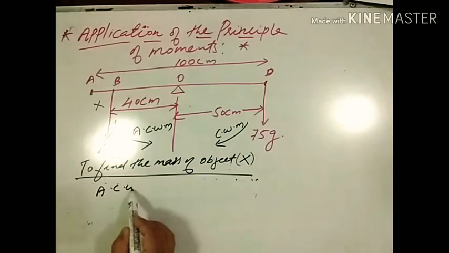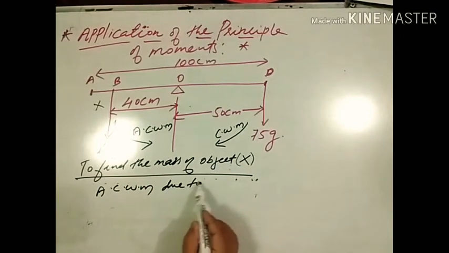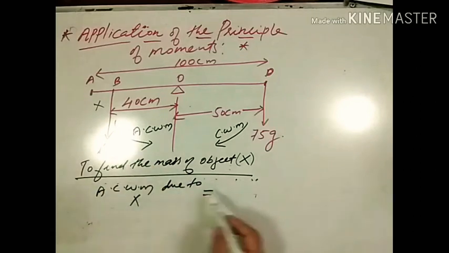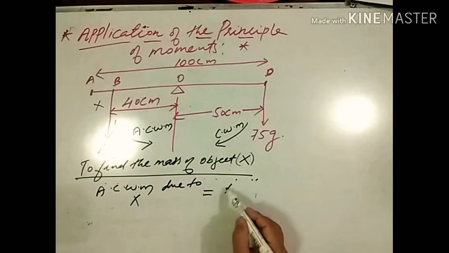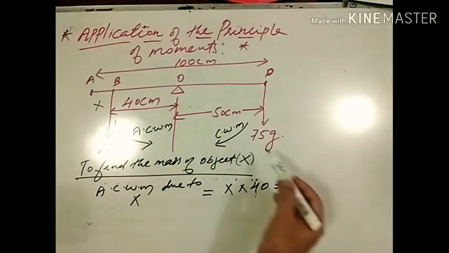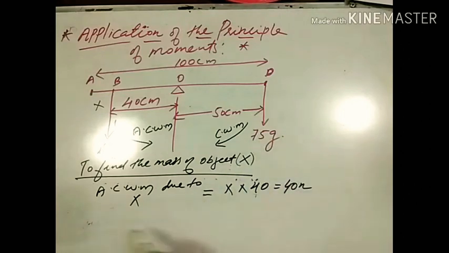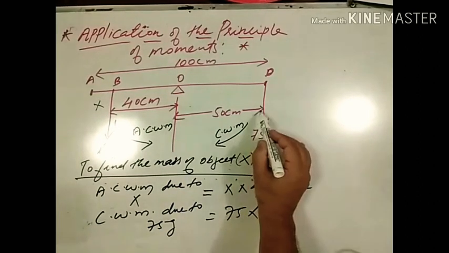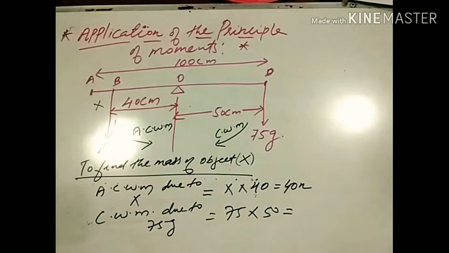What is the anti-clockwise moment due to x? We can write anti-clockwise moment due to x is equal to the product of magnitude of force x into 40, that is equal to 40x. Now what is the clockwise moment due to 75 gram? Clockwise moment due to 75 gram is equal to force 75 into the perpendicular distance 50. 75 into 50, just calculate and see, 3750.